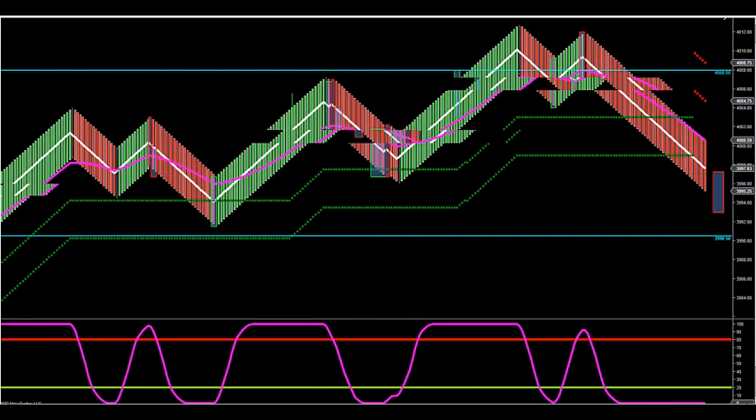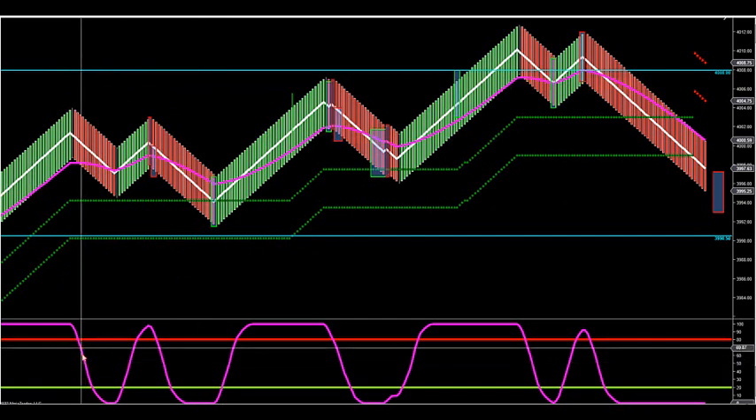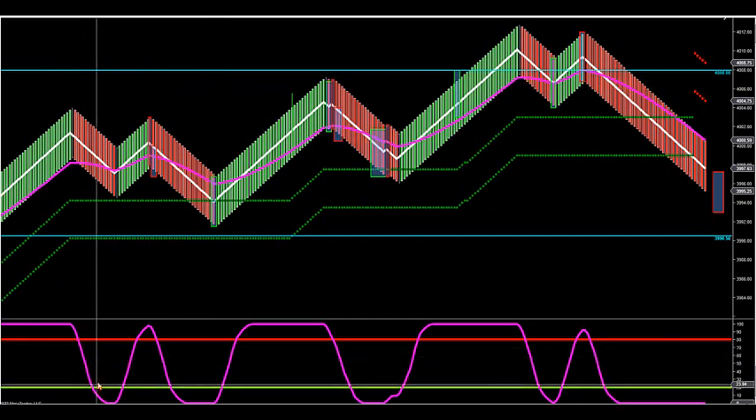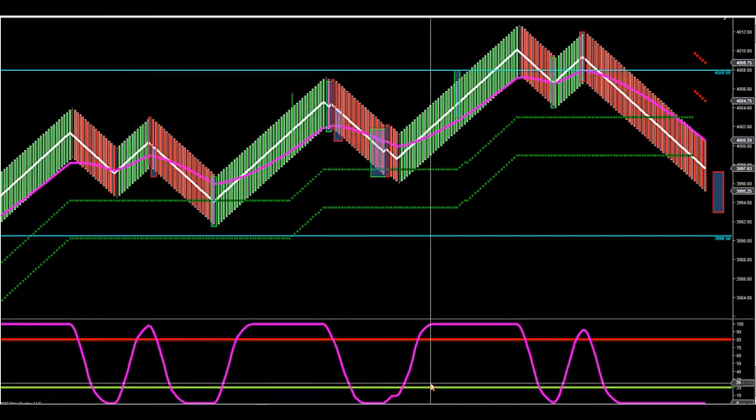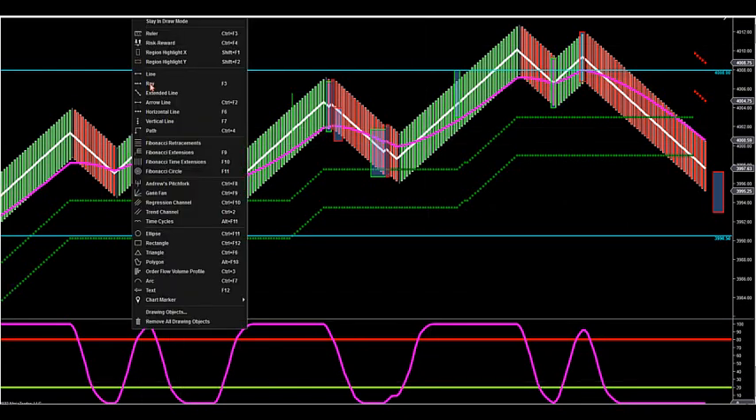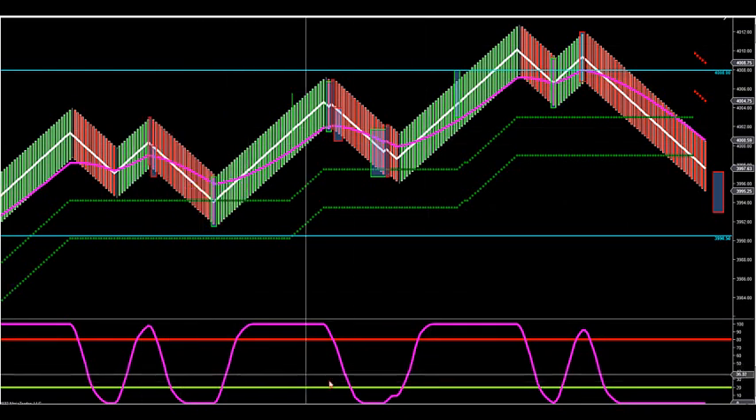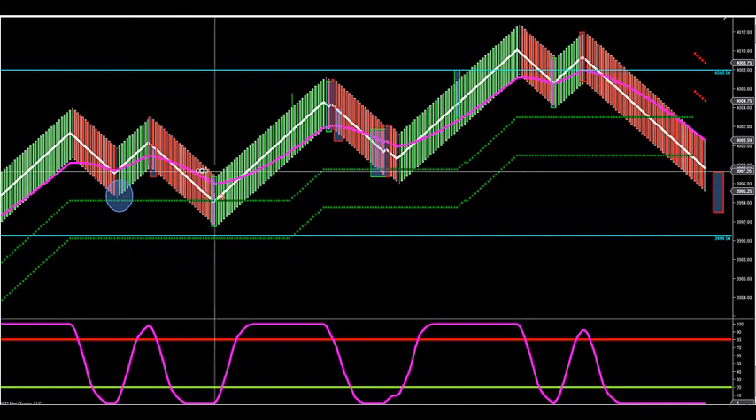Okay, let's go back to 7 o'clock here. I'm in an oscillating market, right? I'm staying above my green, getting below my green but above my red. Oscillating. We know, and I'm educating you guys, that the turning points are at the zone.